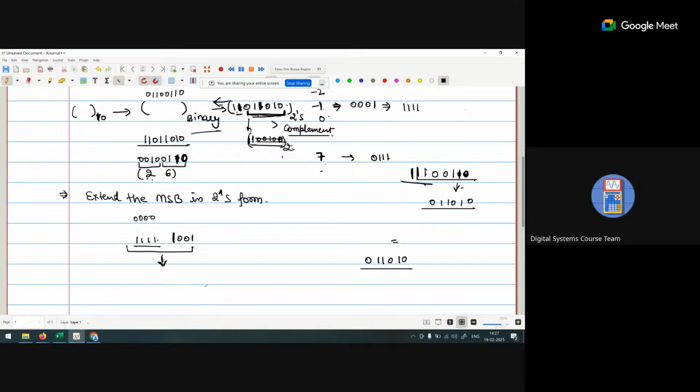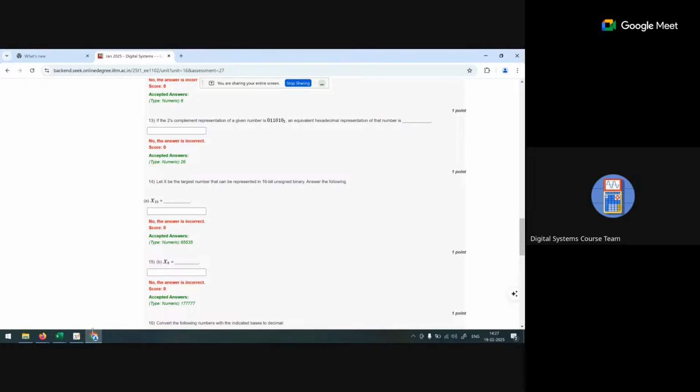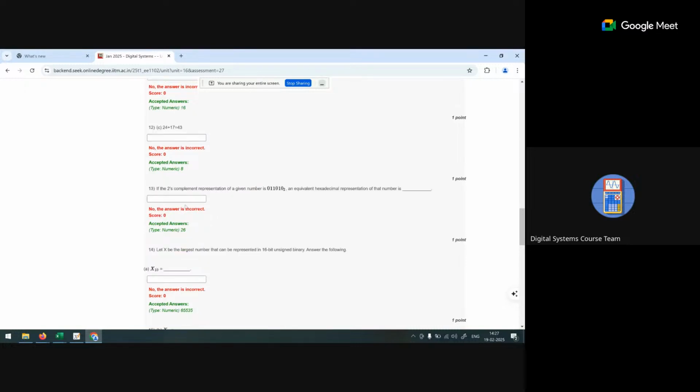Now, what is the value of this one? 2, 8, 16. 16 plus 8 plus 2 is 26. Okay. Now what is the possible number? It is 2 raised to power 6. Okay, the answer is 26. Yes, sir. I got 1A, sir.